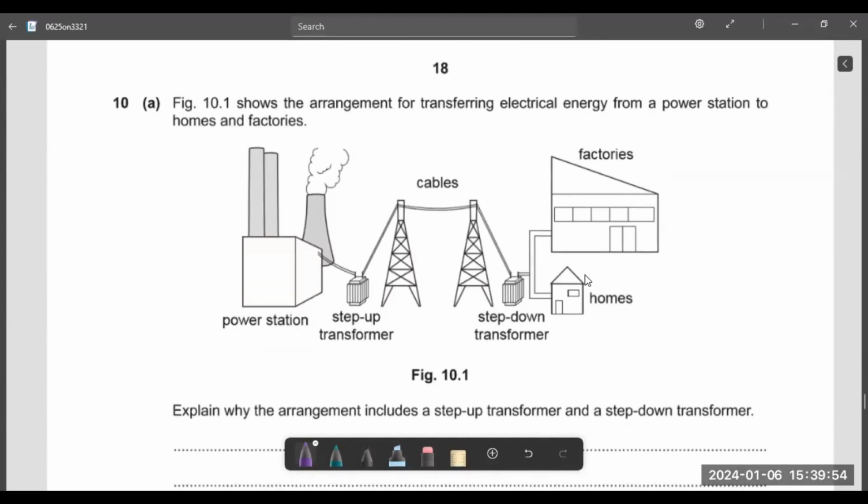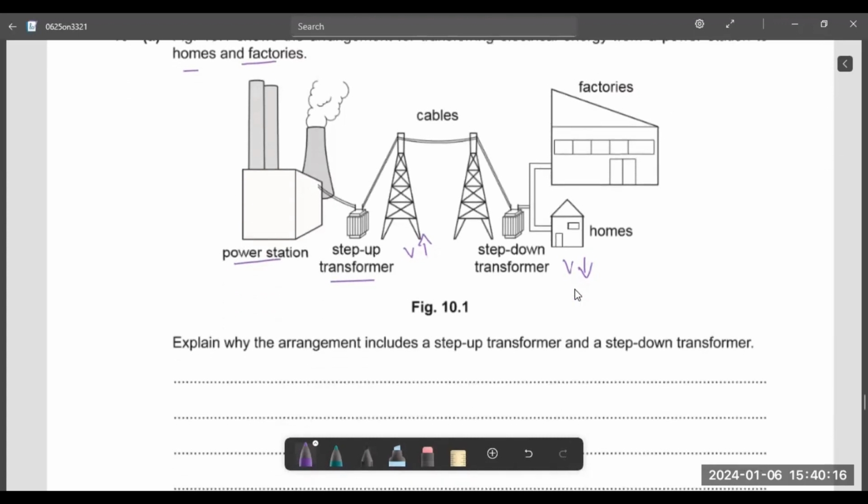Next, figure 10.1 shows the arrangement for transferring electrical energy from a power station to homes and factories. Here, from the power station, we can see a step-up transformer for stepping up the voltage, and a step-down transformer for decreasing the voltage. It is given to factories, homes, and all. Explain why this arrangement requires step-up transformer and step-down transformer.